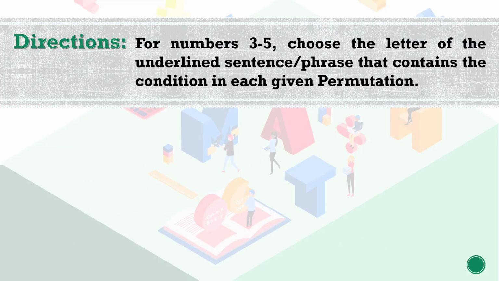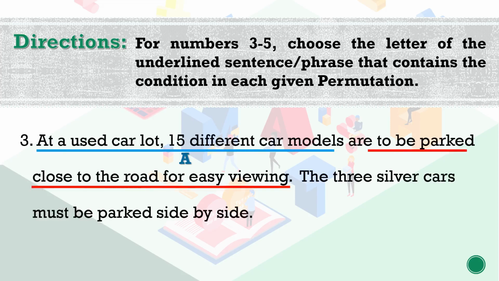For numbers 3 to 5, choose the letter of the underlined sentence or phrase that contains a condition in each given permutation. Number 3, at a used car lot, 15 different car models are to be parked close to the road for easy viewing. The 3 silver cars must be parked side by side. What is the answer? The answer is the 3 silver cars must be parked side by side, because you are placing them together.